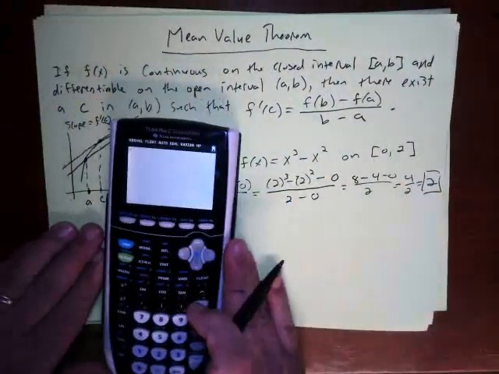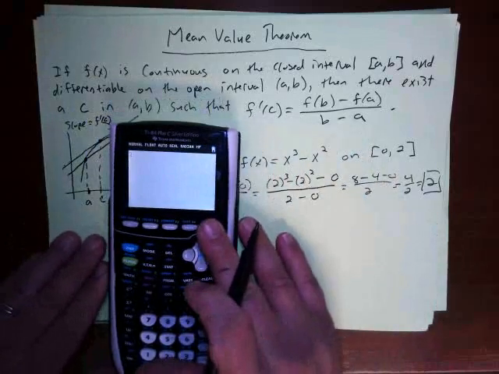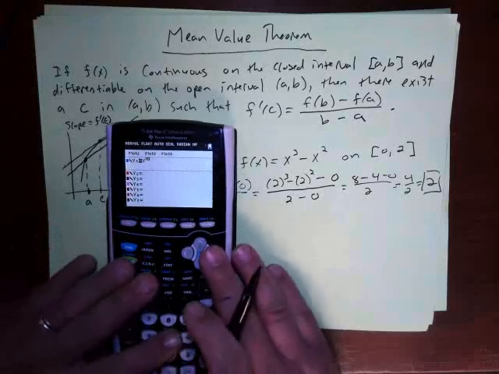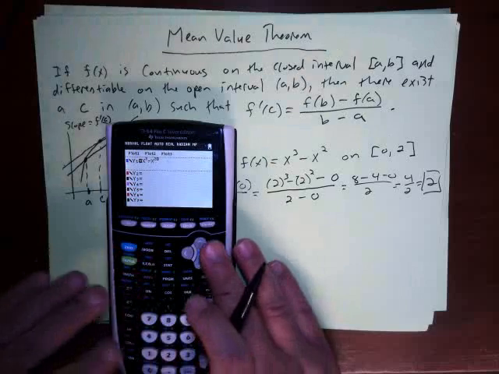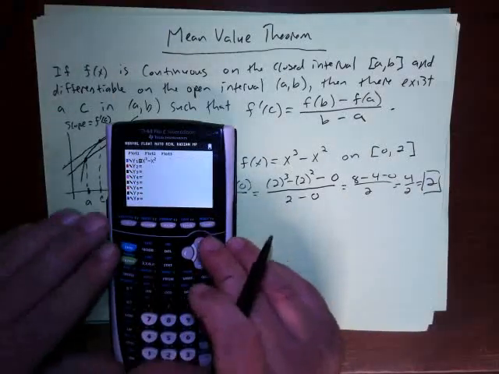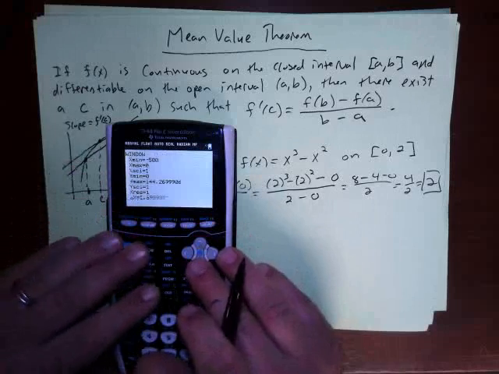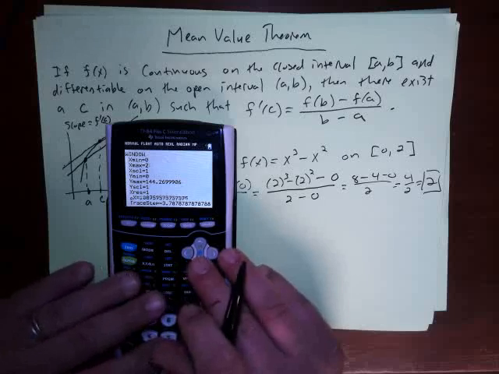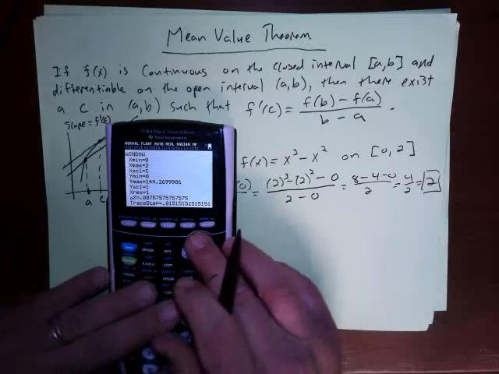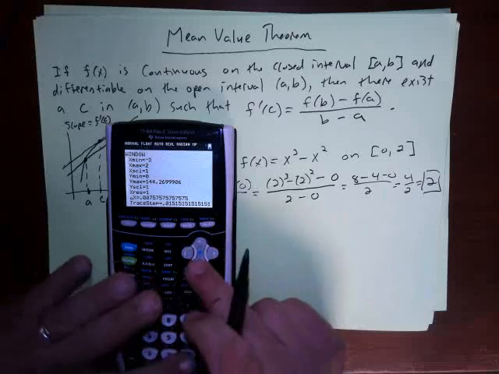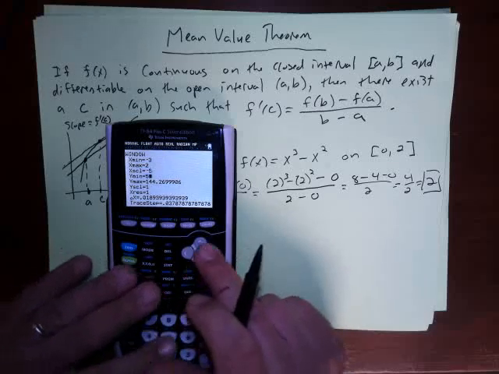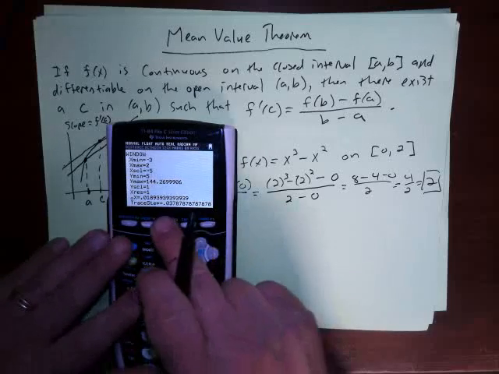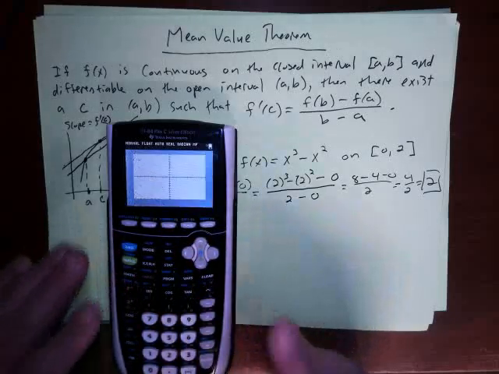Okay, so let me graph this function. We've got x cubed minus x squared. Maybe I'll graph this on the interval 0 to 2. Maybe I'll do negative 3 to 3, and then negative 5 to 5. Or let me just do a standard window here.